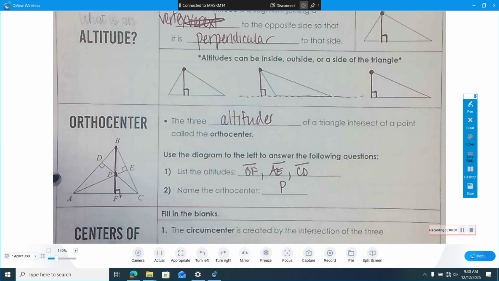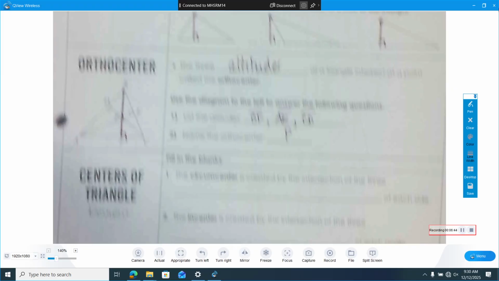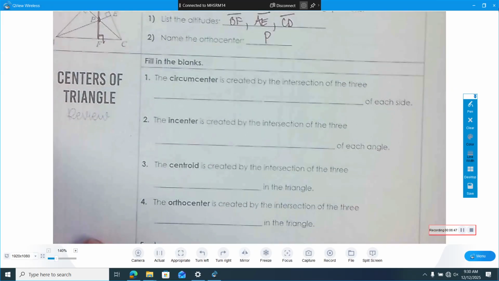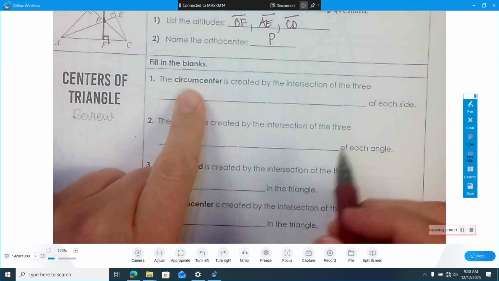These are perpendicular from a vertex, which is not the same as what we started with, which were perpendicular bisectors. So we have to be a little bit careful. And again, it's really about paying attention today because we are mixing them all up today. And so, as a little review, the circumcenter is created by the intersection of 3?